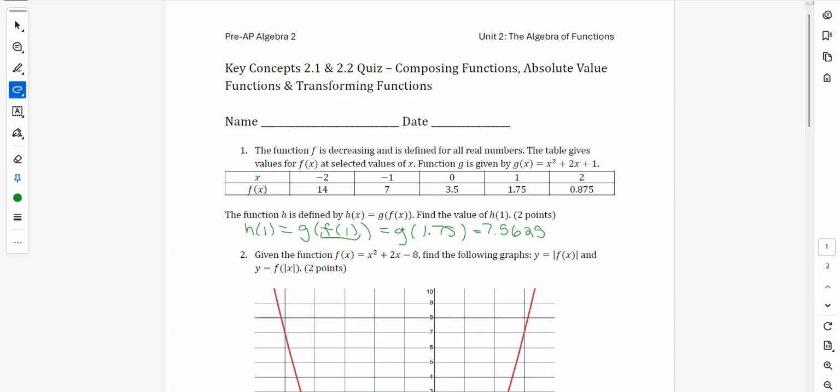Do we need to write all that out? Here's what I'll say. If you just wrote the answer and you were right, yes, I would have given you the 2 points. But if people just plugged 1 into g or something like that, and you just write the answer, I'm not sure.